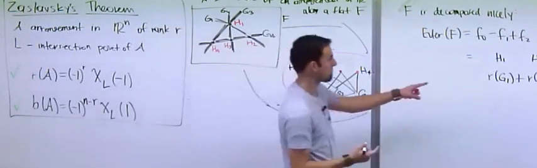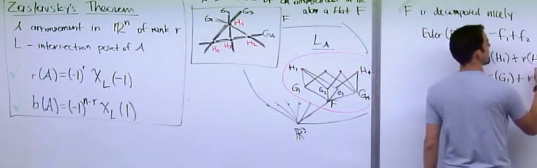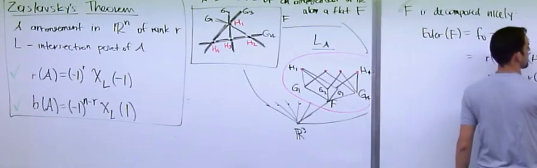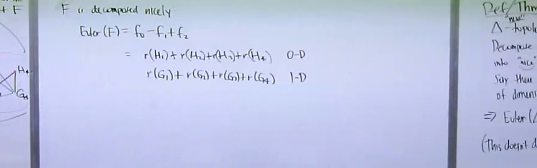And this is why I wanted to just write it like this, even though it's a little bit silly in 0 dimensions. But I'm just going to think that each one of these points accounts for one region, which is just the region H1, the region H2, region H3, region H4.